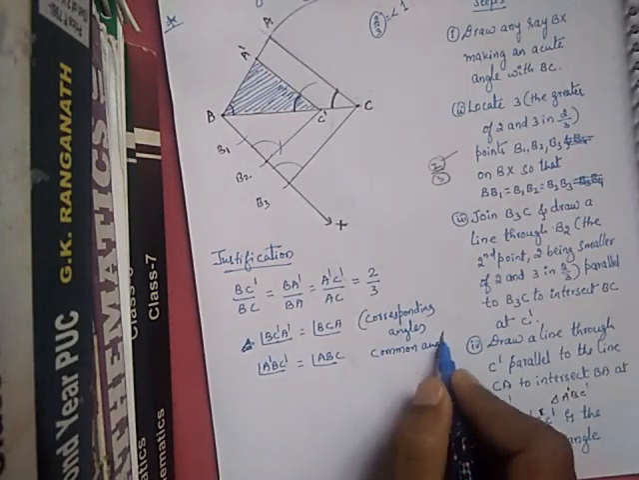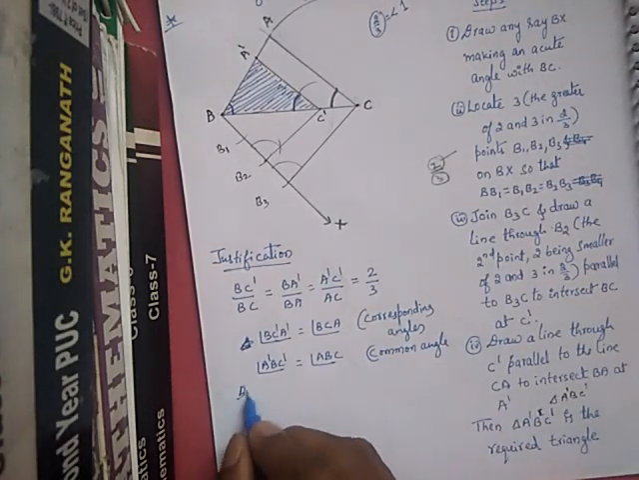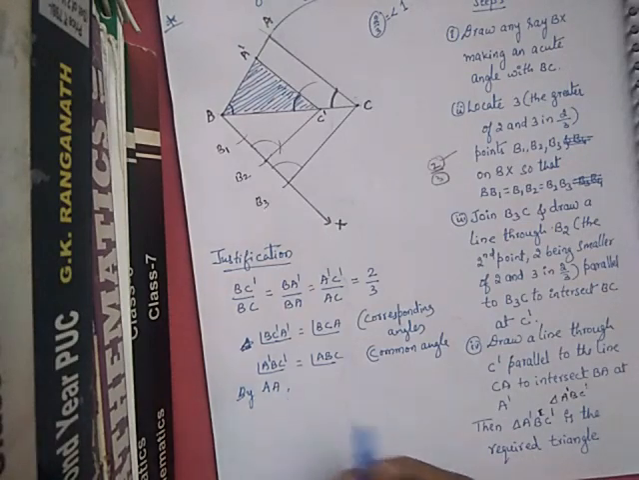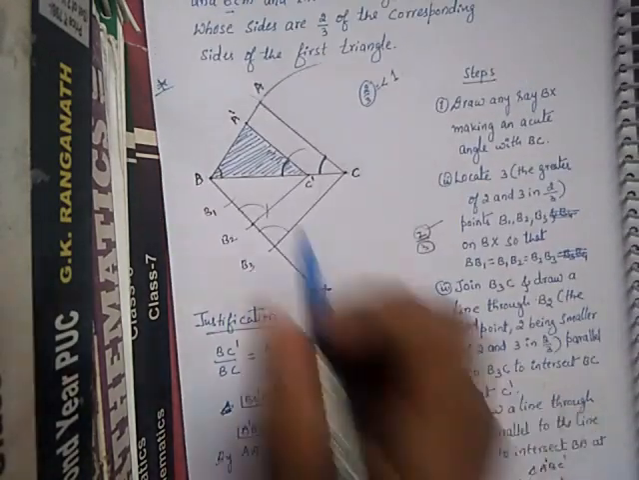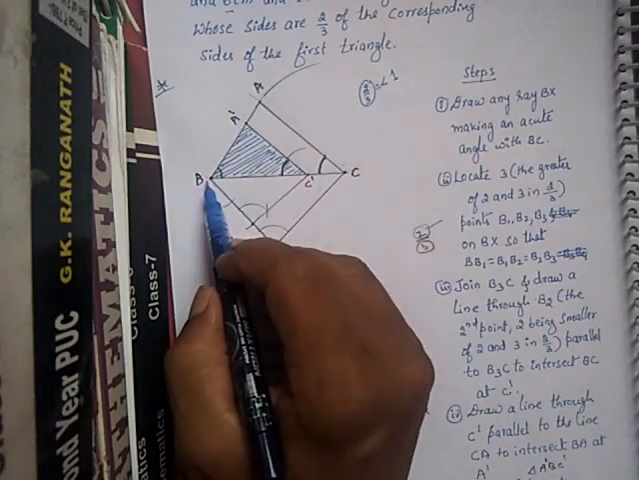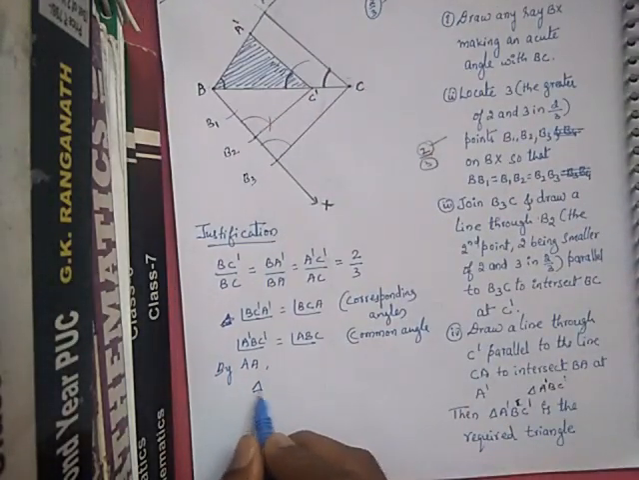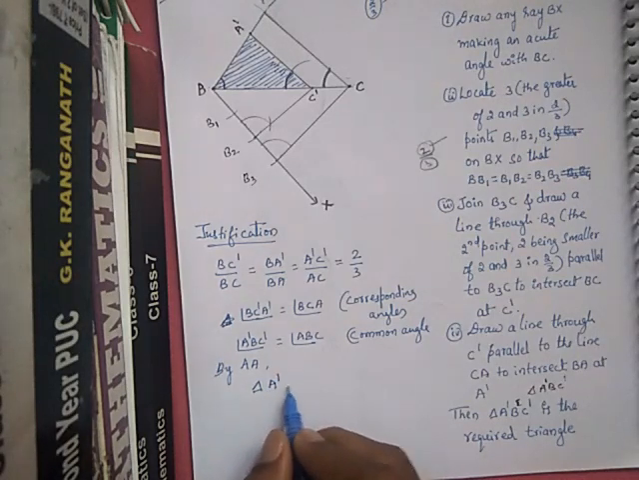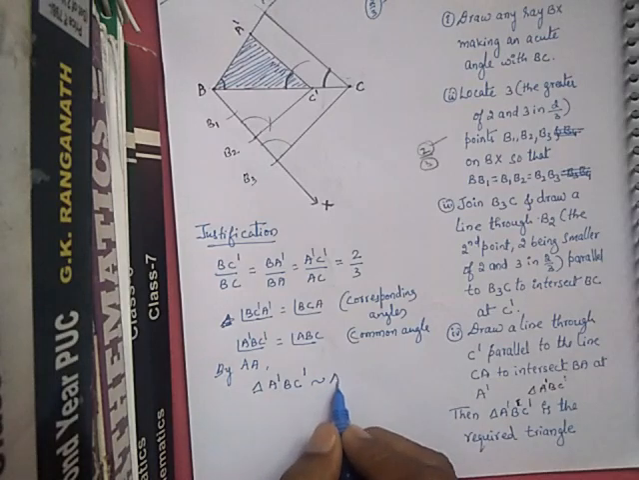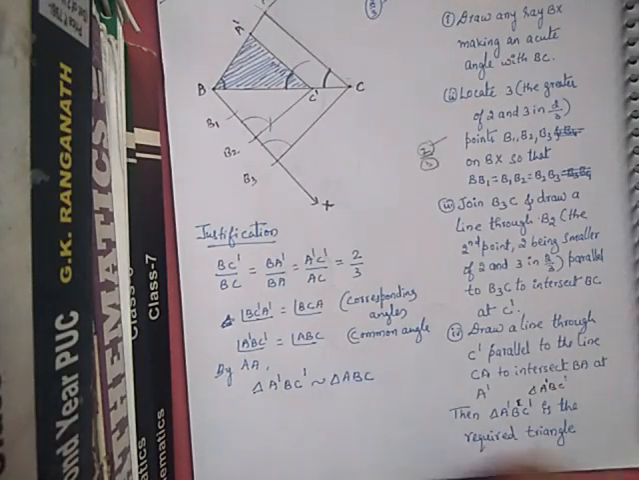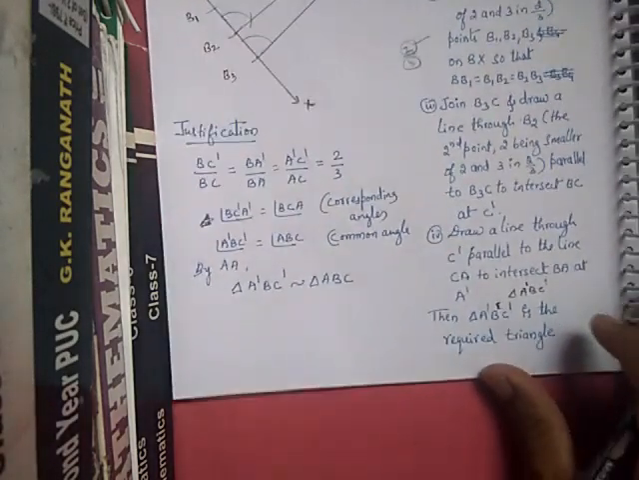So if it is a common angle, by AA criteria, the angle criteria, you can say that these two triangles A dash B C dash and ABC are similar. So triangle A dash B C dash is similar to triangle ABC, you can write. If you write this, corresponding sides are in the same ratio.